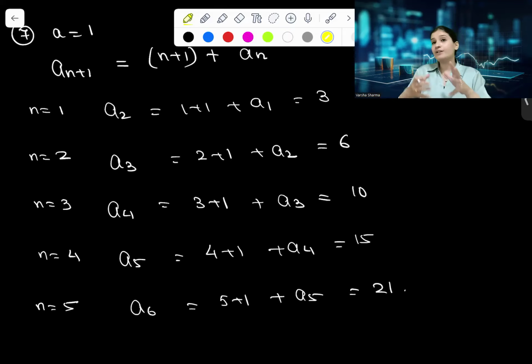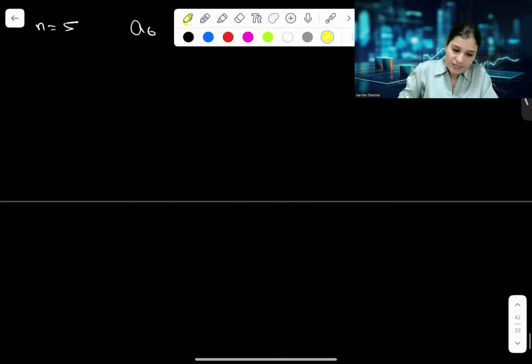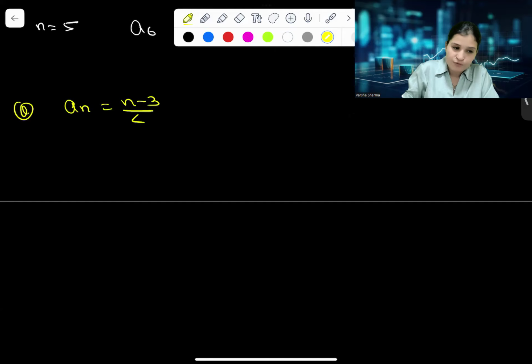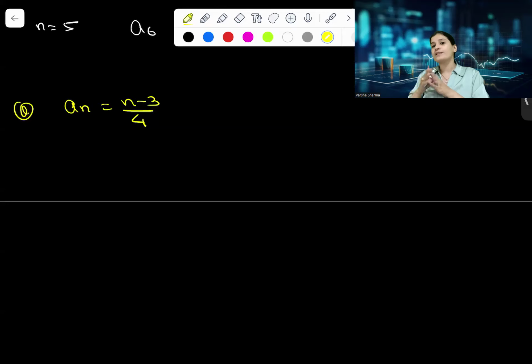Okay, let's carry on. Then we talked about the sequence. I'll come back to the 6th question. We talked about the sequence AP. What is an AP? When do we say that a given set of numbers are in AP? If the consecutive terms have the same difference. Agreed? So the question is: AN equals n minus 3 by 4. First, check whether this sequence is an AP or not.